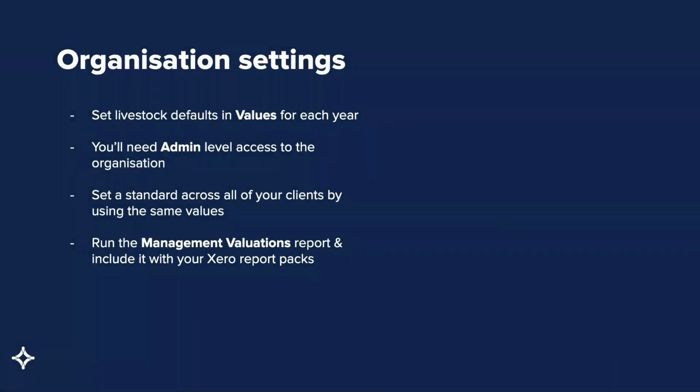There is another thing that we're going to look at as well, which is around your organization settings. And it's a neat way to set things like default values for each year for your organization. So if you're an accounting firm, for example, you could have your standard prices for beef cattle. And then when you go through to each of your clients and you do management valuations, you can pull through that standard price so that all of your clients are using similar figures. You'll need admin level access on the organization to set this up.